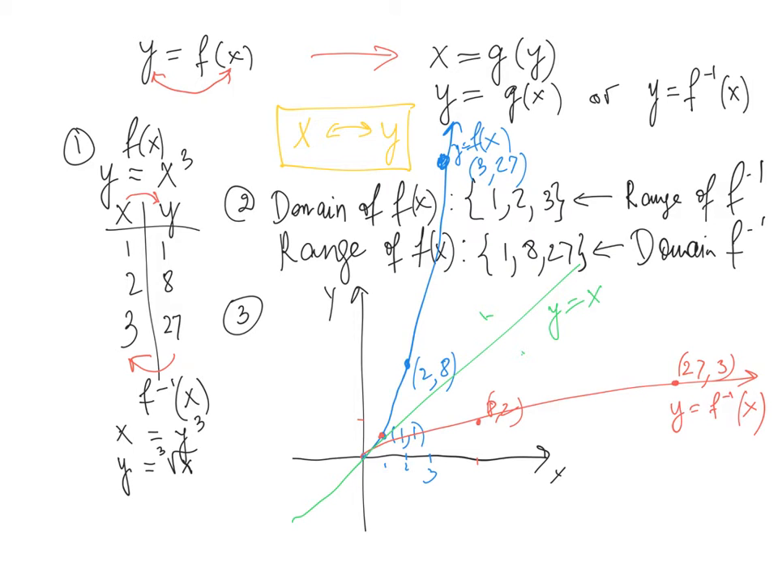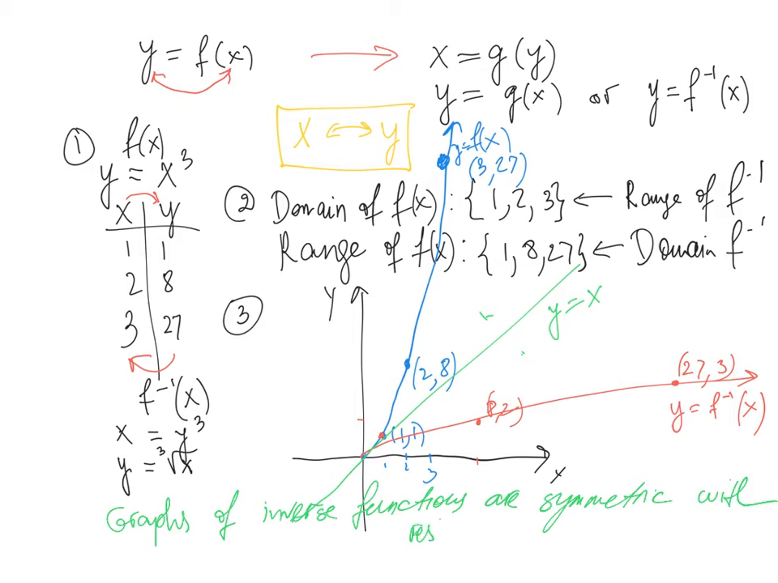And let's write it down. Graphs of inverse functions are symmetric with respect to the line y equals x. And again, this idea comes intuitively even from this big key idea that x and y swap.